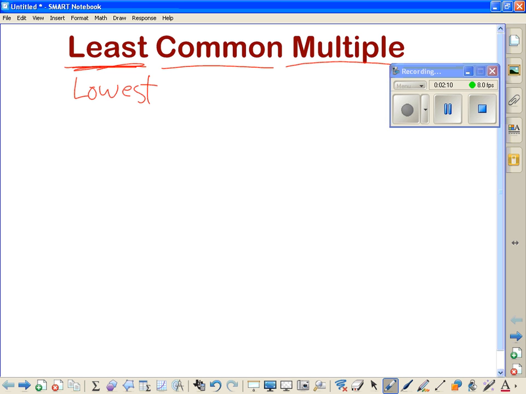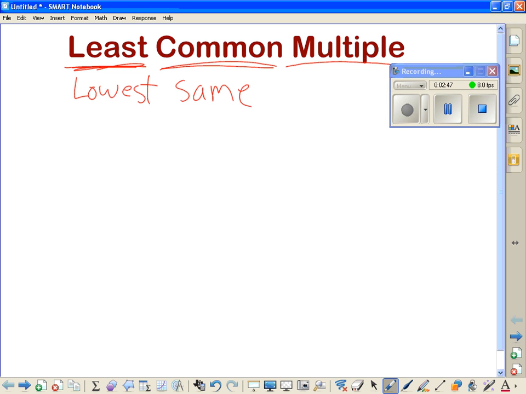Common, what does common mean? Maybe you can think of something that you have in common with somebody else. You and the person sitting next to you might both be soccer players. If you both play soccer, that's something you have in common. You might both be girls. You might both be boys. Those are things that you have in common. When we say that you have something in common with someone else, that's something that you have that is the same.